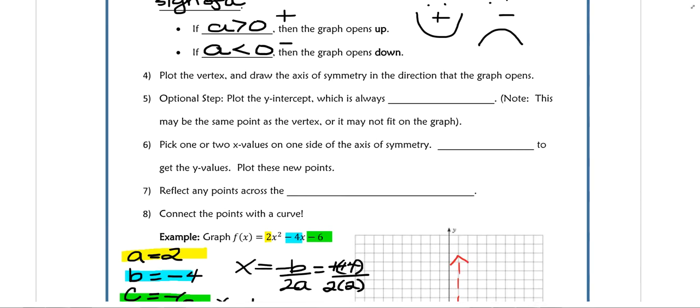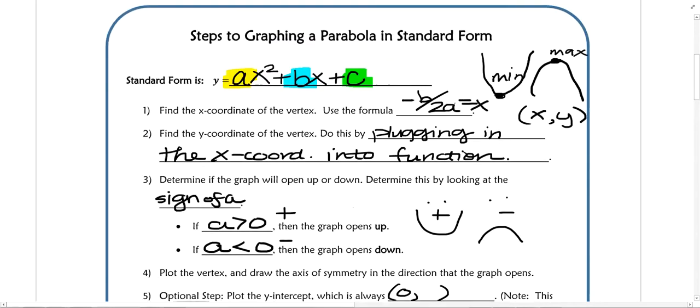Now this is considered an optional step because sometimes this doesn't result in a new point. It might result in a point you already have. For example, if the parabola's vertex is on the y-axis, but we can plot the y-intercept. So the y-intercept is always what you get when you let x be 0. So let's think about that for a second.